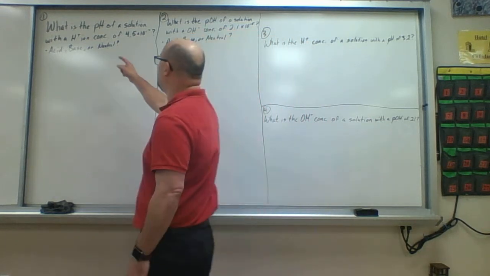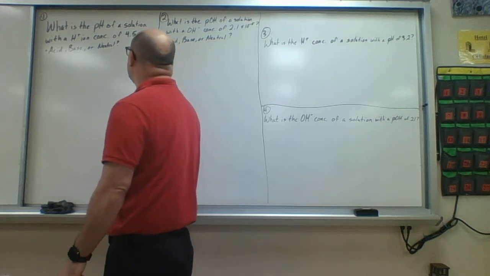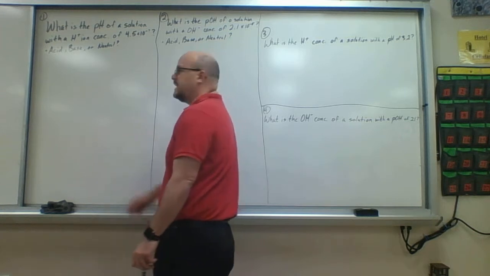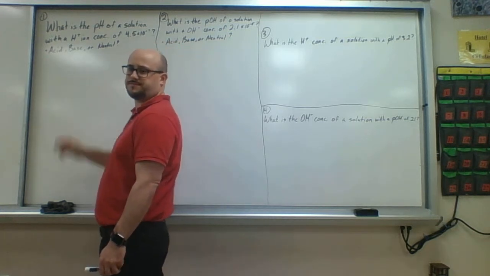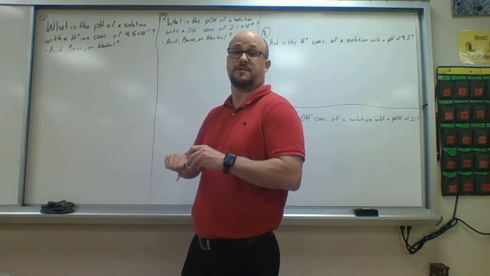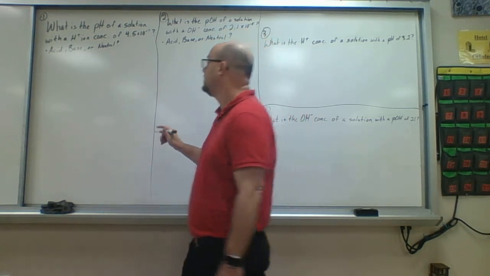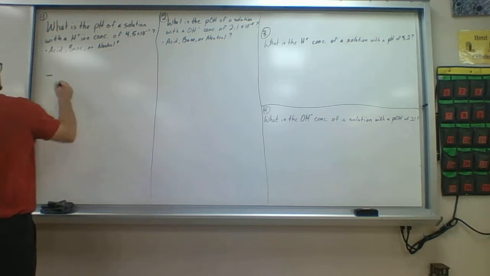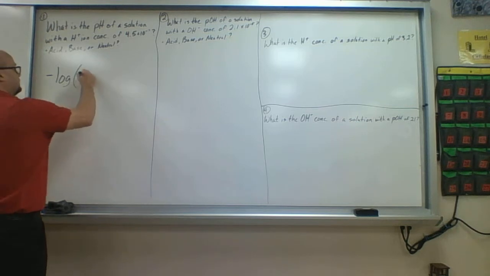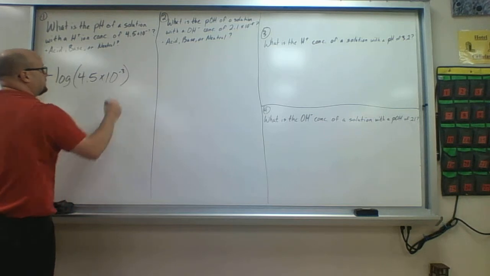pH. The first question says, what is the pH of a solution with a hydrogen ion count of 4.5 times 10 to the negative third power, and is it an acid, a base, or a neutral? First off, you have to identify your formula. And the formula when you're given a concentration and you're trying to find either pH or pOH is to take negative log of your concentration, in this case 4.5 times 10 to the negative third power.